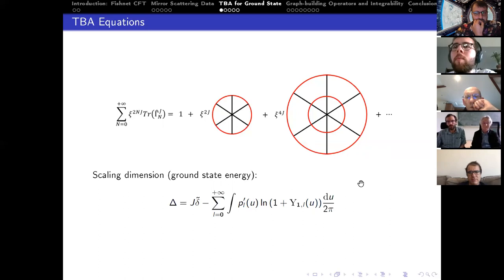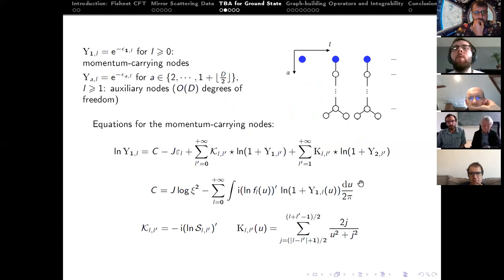Okay. So what are the wave functions for this TBA? You have one wave function for each type of particle. So these are these Y1Ls. There is one of them for each positive integer. If you want to start this blue dot. And for L larger than one, you also have the OD degrees of freedom.